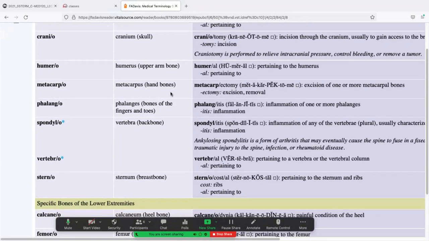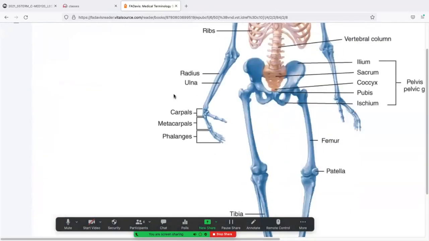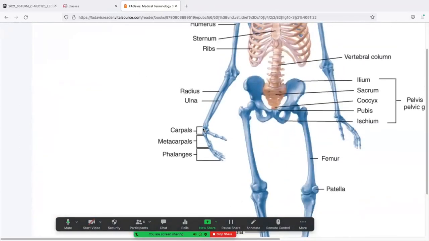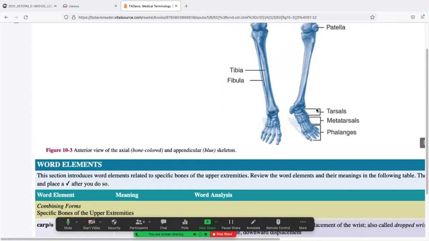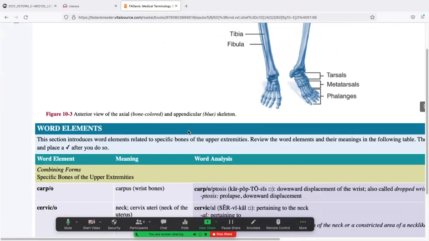Metacarpals. Now, you've got your carpals, your wrists. The dorsum of your hand is called metacarpals. Meta means change because it's changing from your carpals to your phalanges, which are your fingers. You also have the same thing with your ankle. Your ankle bones are called tarsals, but then it changes on the dorsum of your foot to metatarsals. And then, of course, your toes are your phalanges.